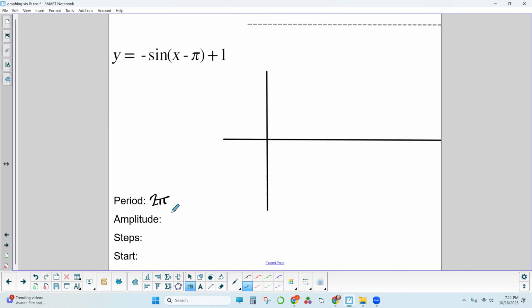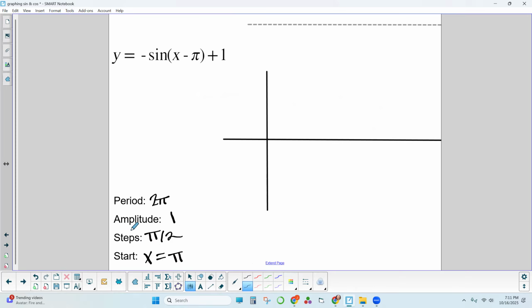The amplitude remains 1 because, as you can see, our A value is 1. And the steps, again, we're going to divide the period by 4, which is just going to be pi over 2. Our starting point is our horizontal shift, which moves us to the right pi.